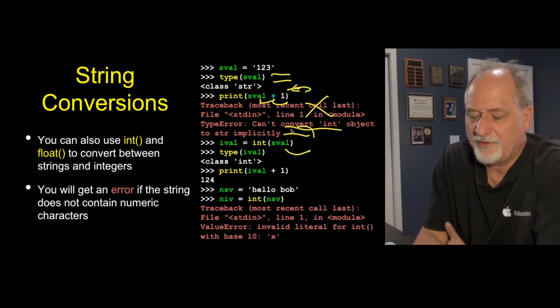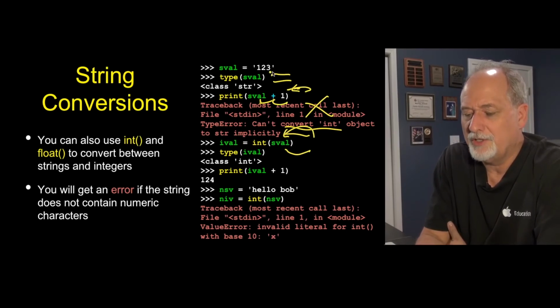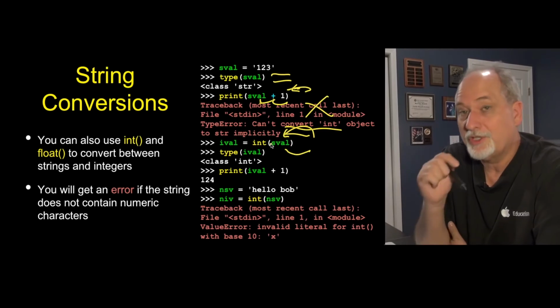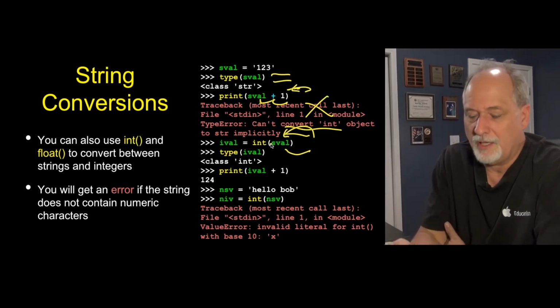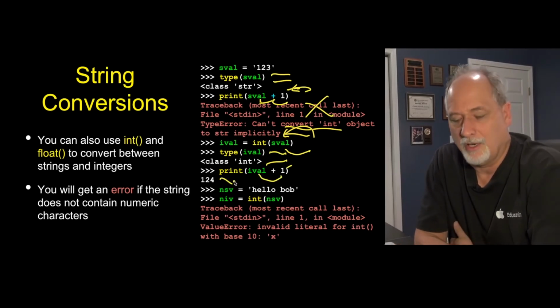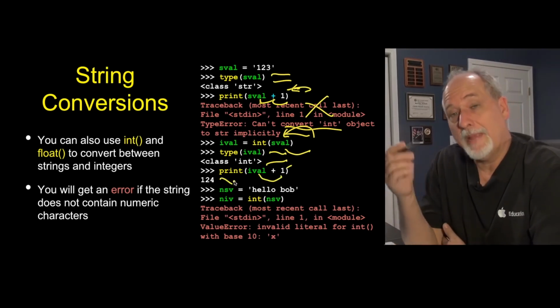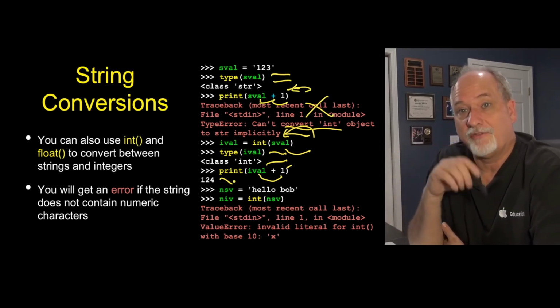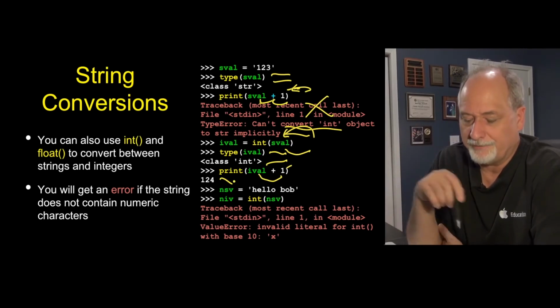So take the input of sval, which is the string 1, 2, 3, and give me back an integer representation of that, which is going to be 123. So we say, what kind of thing do we get back? Well, we got back an integer. We can now add 1 to it and get 124. And so you have to manage the type of things, and you can convert from one type to another.